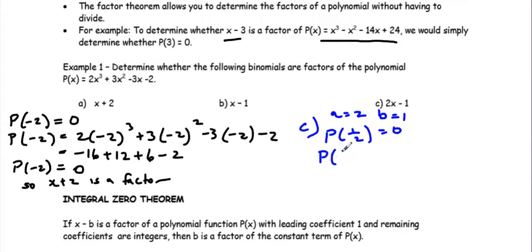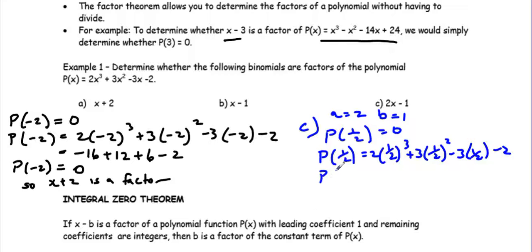P of 1/2 is 2 times 1/2 cubed plus 3 times 1/2 squared minus 3 times 1/2 minus 2. All right, so p of 1/2. That's 1/8 times 2, that's 1/4. This is 3/4. This is minus 3/2 and minus 2.